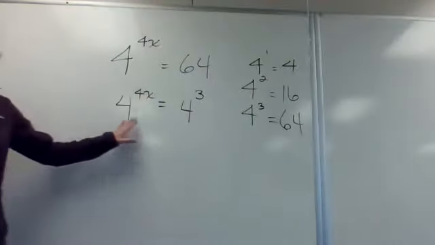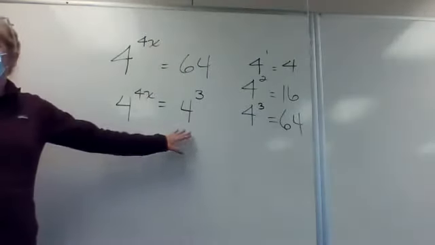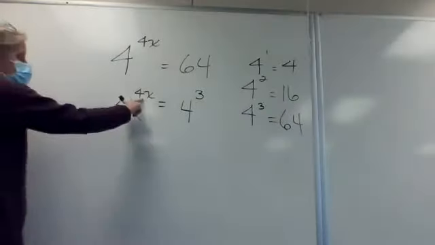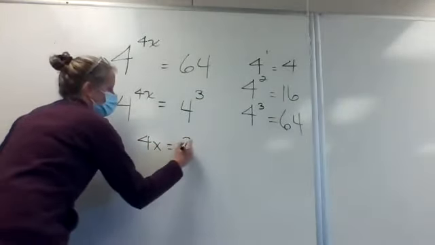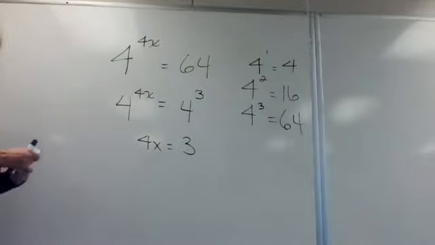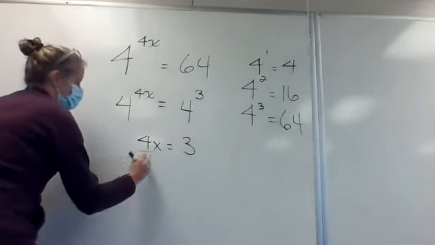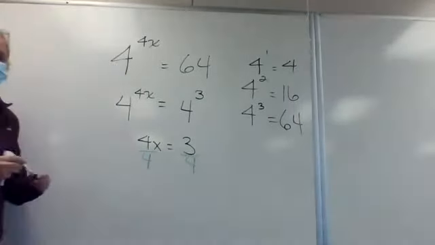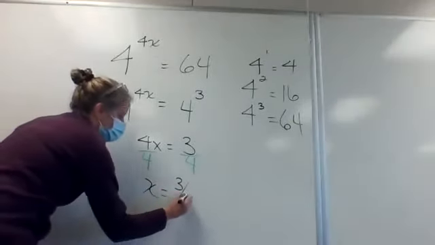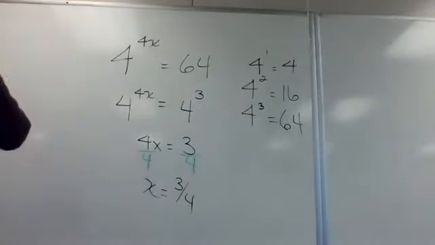Now that your bases are the same, you set your exponents equal as your equation. So I need to make 4x equal to 3. And this one has another step: to get the x by itself, I just divide both sides by 4. So x equals 3/4.